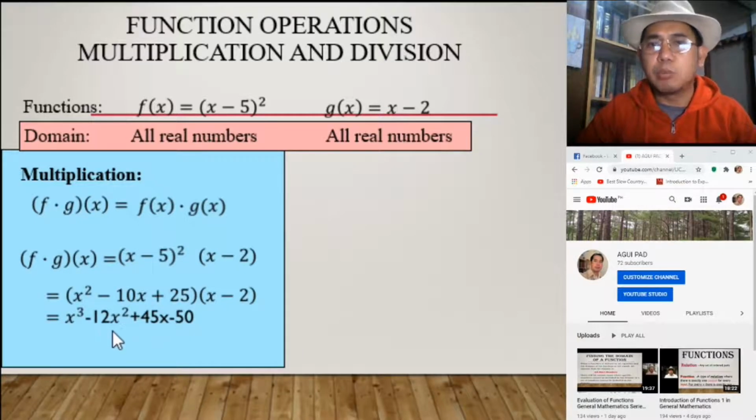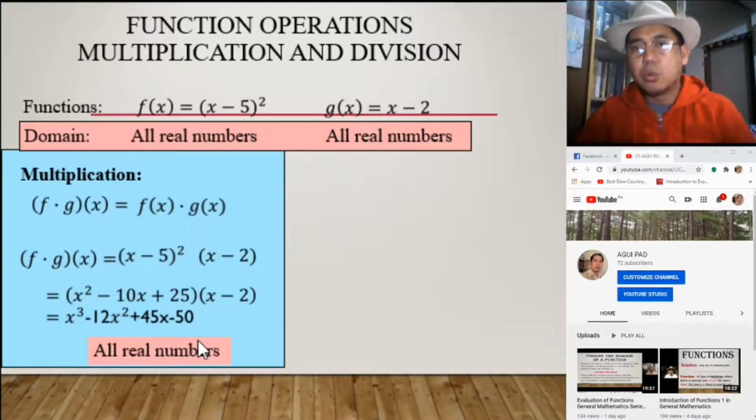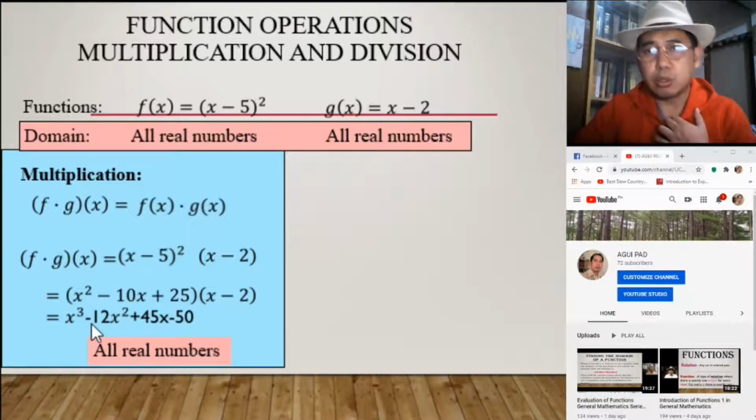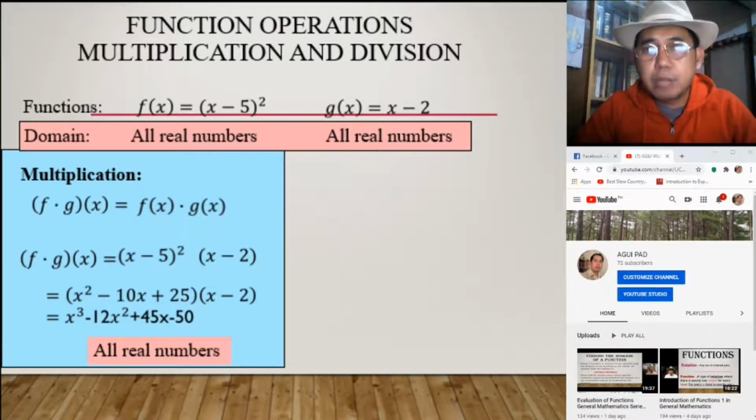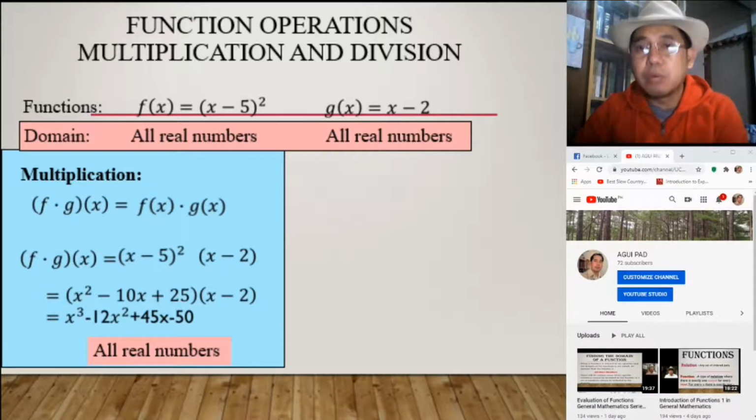How did I arrive at this one? I made use of the distribution method. Okay, so again, our result is a cubic function, and so the domain is all real numbers without restriction.